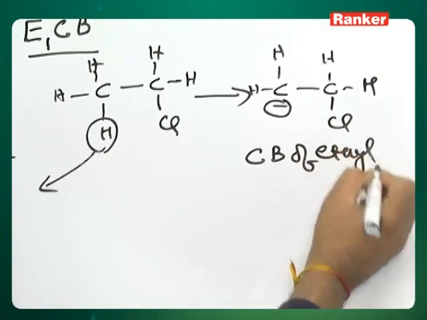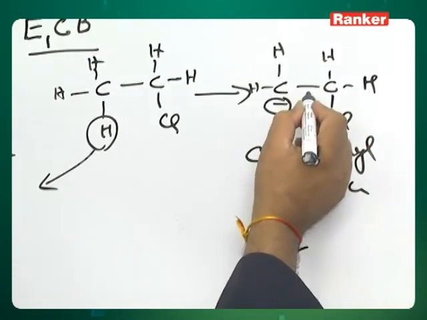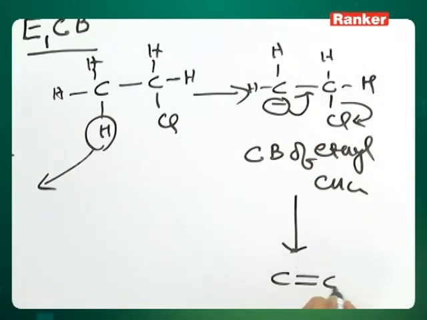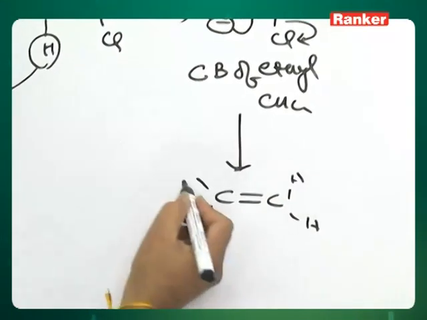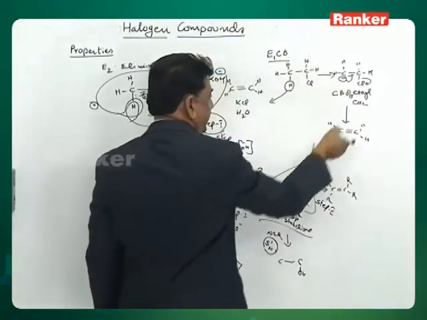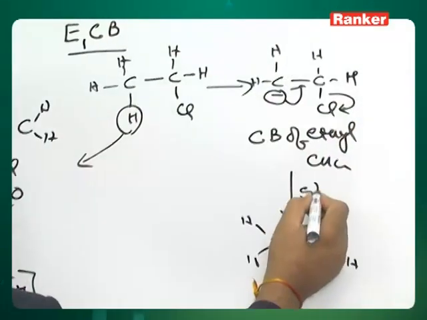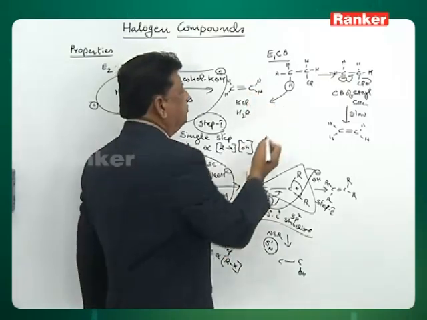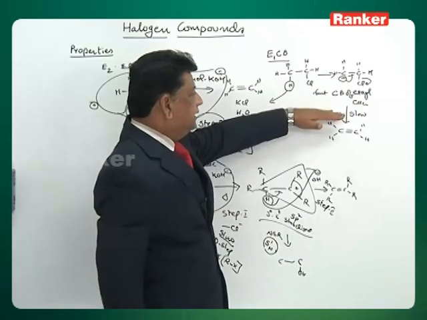Now this Cl minus will be leaving and the two electrons will be going in to form a double bond. Cl will be out and the alkene is formed. So in this reaction also two steps are there, but it is found that the second step is the slow step. The reason I will explain. The second step is the slow one, this is the fast one. So the rate of reaction will be decided by the second step here.